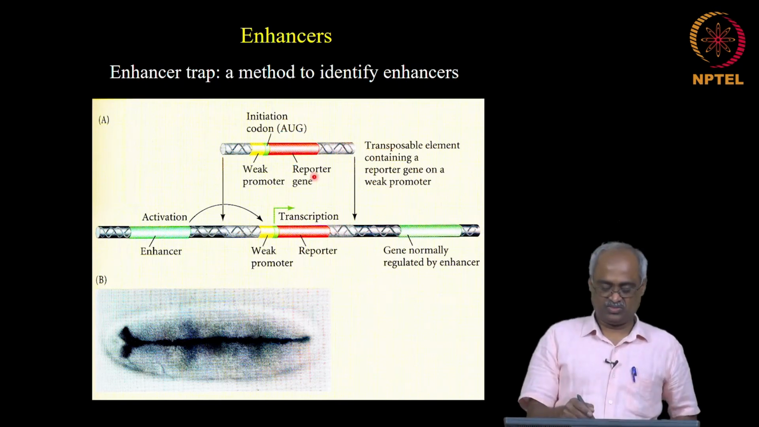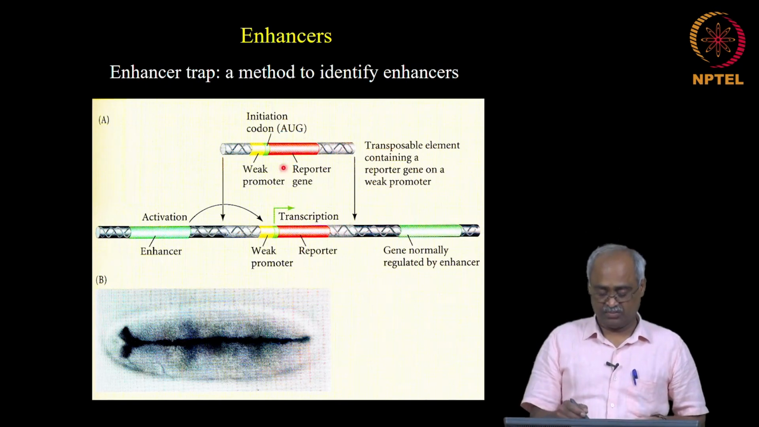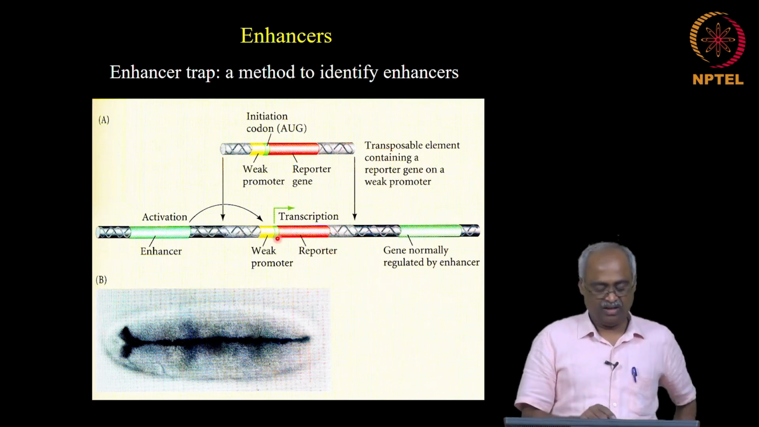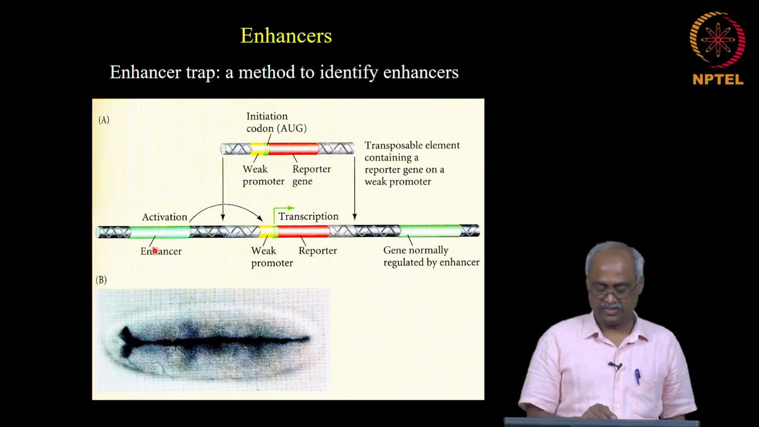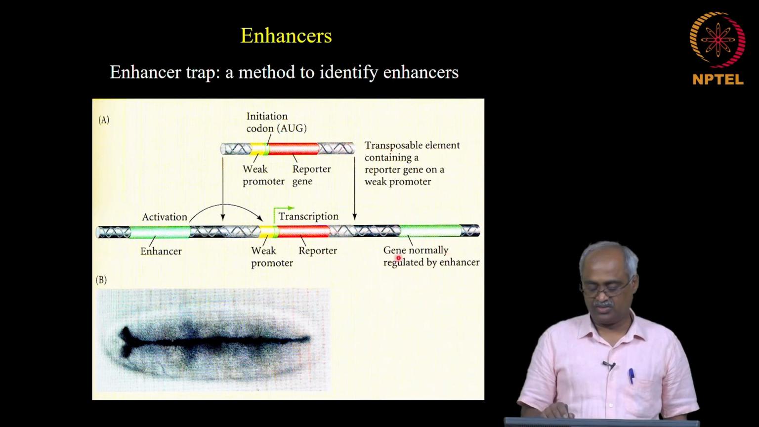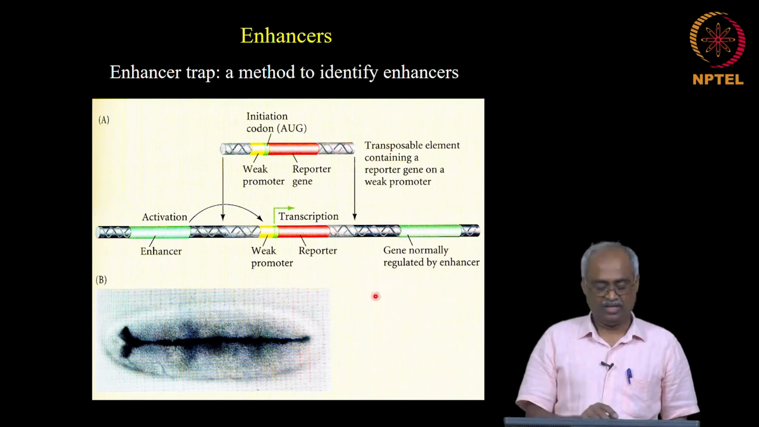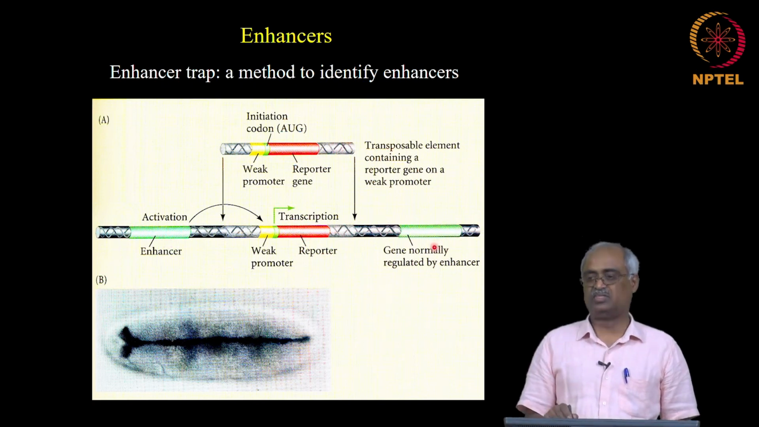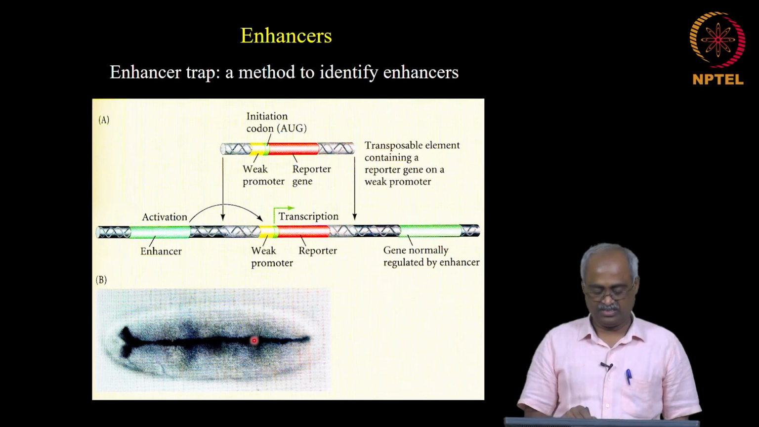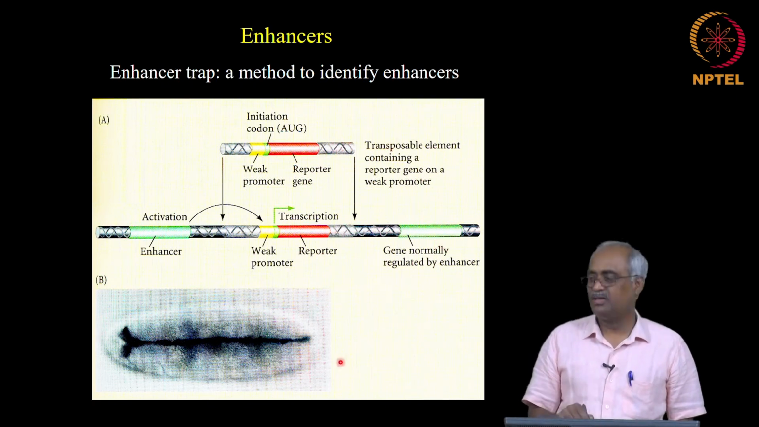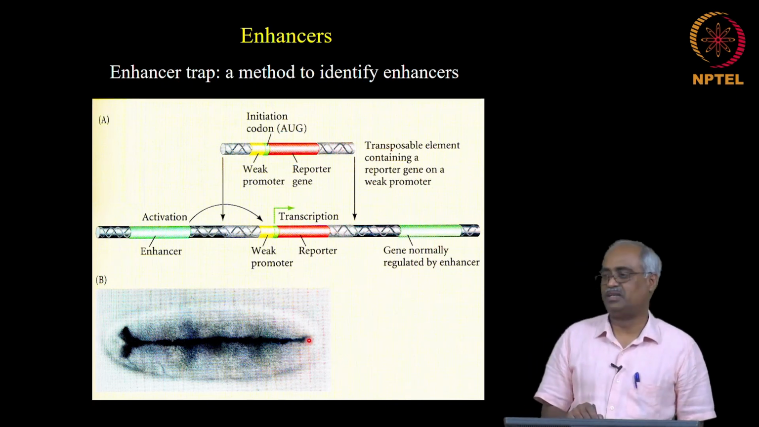So now suppose this transcriptional reporter gets inserted in the vicinity of an enhancer, as you see in this picture here. Like here it has come next to an enhancer. This enhancer normally controls the expression of a gene downstream. So this is the gene here, and now this enhancer influences the expression of this, then this gets expressed where this gene is normally expressed, and then you can detect it this way. This is a Drosophila embryo, where you see the expression pattern.